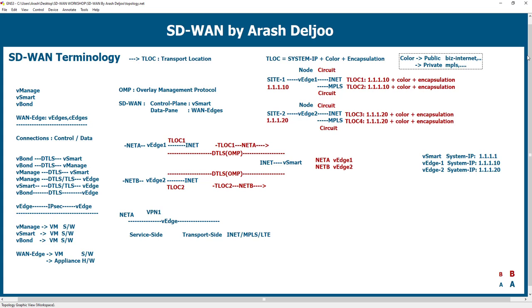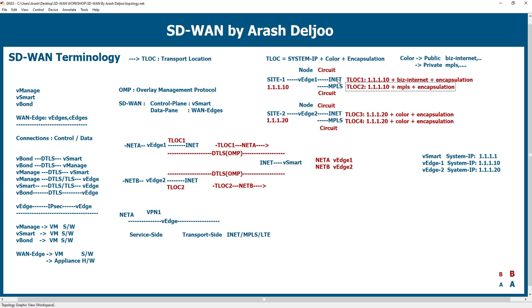When we talk about NAT or other topics related to color, I will talk about it. Because of that, when you use color in a TLOC, you can define the TLOC as 1.1.1.1 plus biz-internet. Biz-internet means business internet, or internet. And you can also use MPLS as a color.